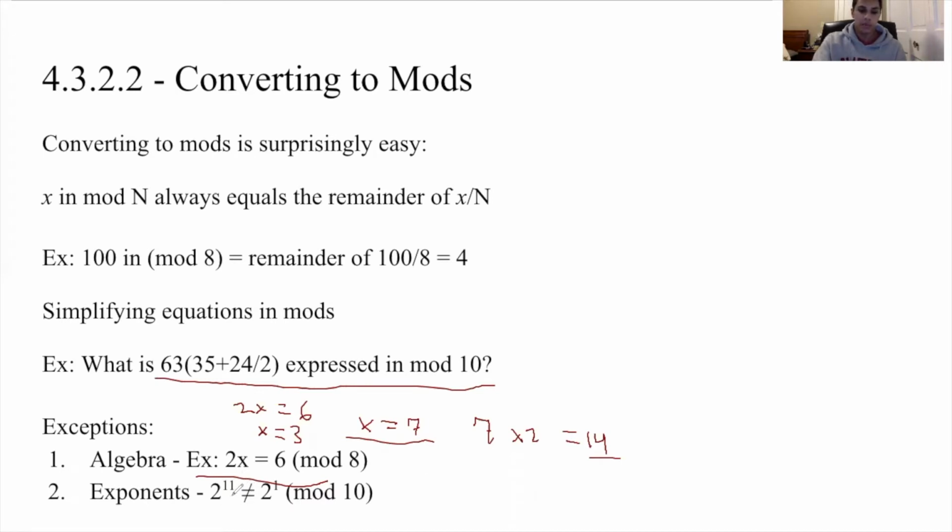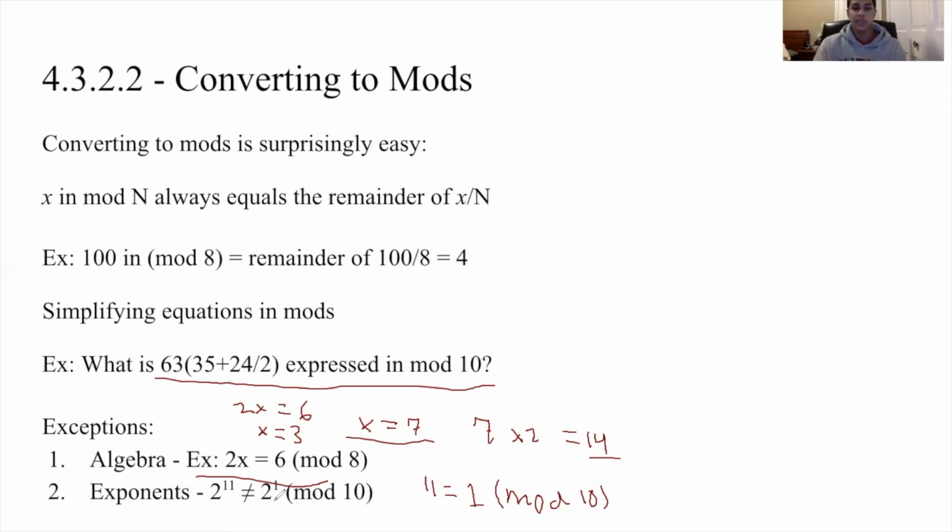So for example, in mod 10, if I had 2 to the power of 11, even though 11 simplifies to 1 in mod 10, because it's an exponent, it actually operates with different rules, where we'll get a different answer if we just simplify it to 2 to the power of 1. And if you actually calculated this out, you would get a different answer.